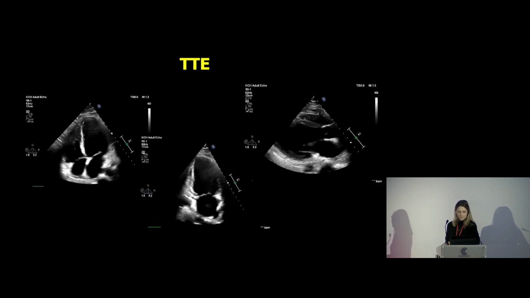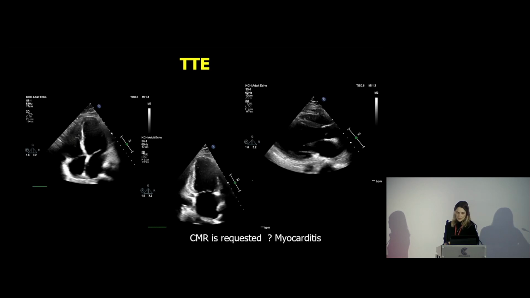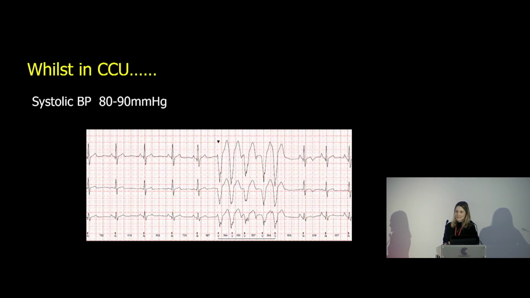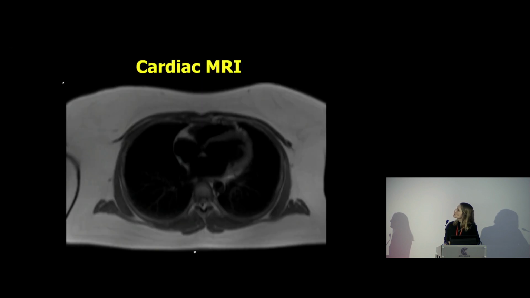This is an echo. The ventricle is not dilated, LV non-dilated, with global moderate impairment. The inferior and inferolateral walls are more hypokinetic. Ejection fraction is around 40%. At this point, the query is of myocarditis, and she's referred for cardiac MRI. In CCU, she's hypotensive, and there are runs of non-sustained VT documented on telemetry. The morning after the admission, she comes for MRI.